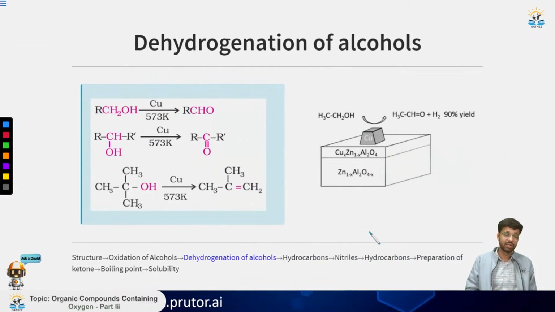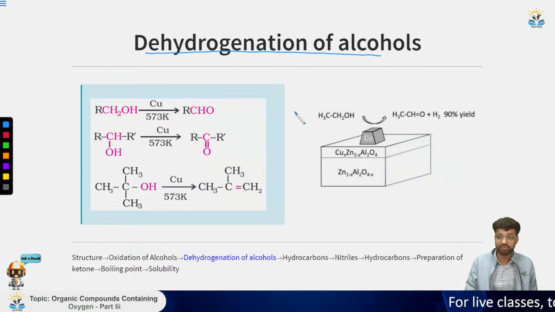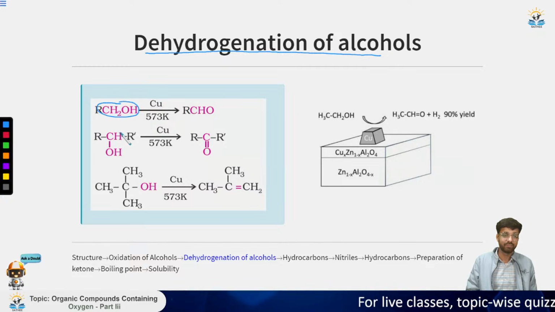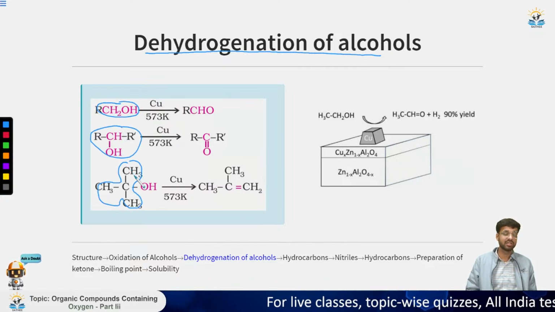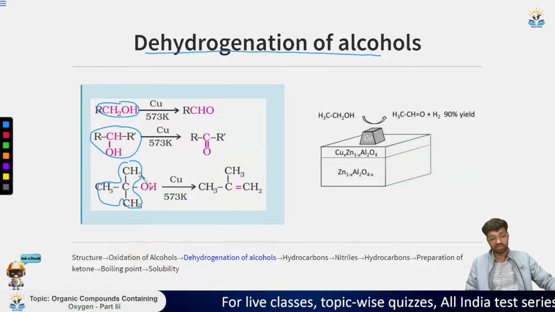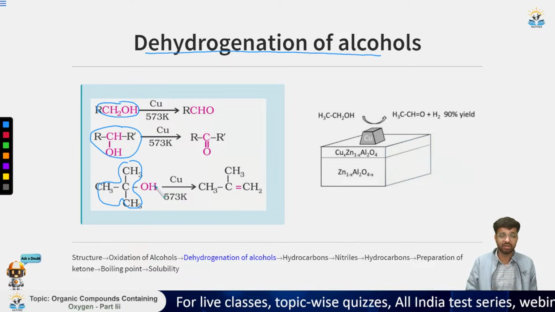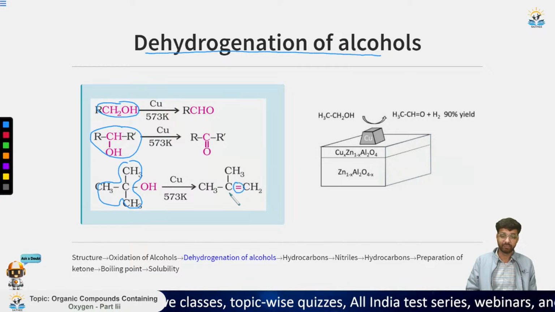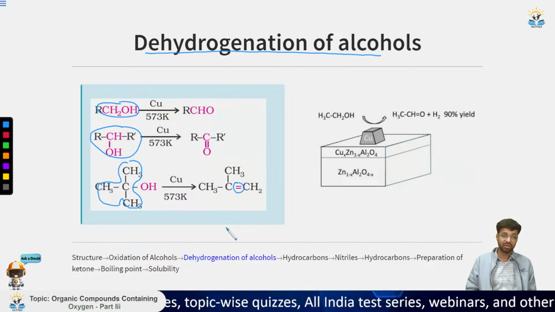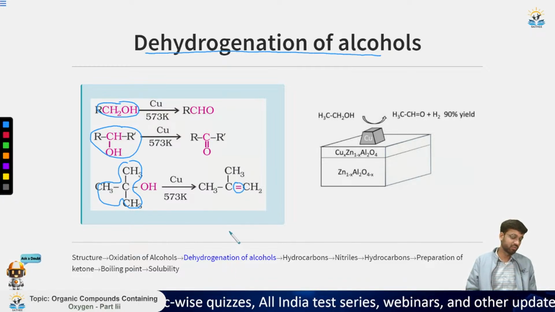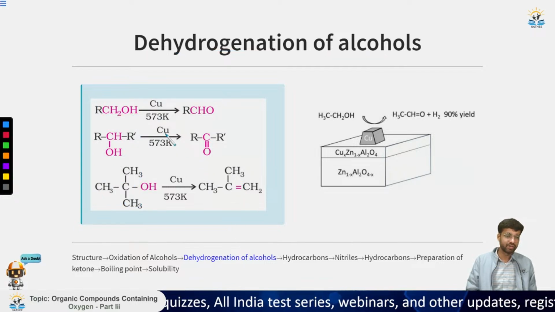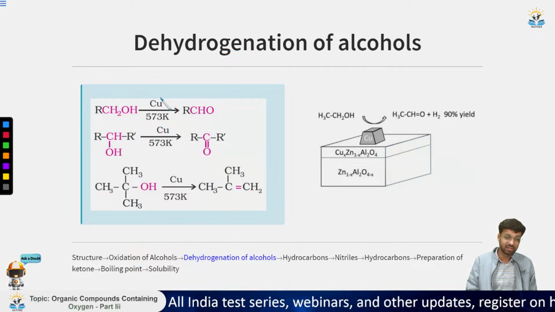Now next, let us move to another method of preparation of aldehyde and ketone. We have seen this method earlier also. It is dehydrogenation of alcohol. So we take an alcohol. This is the example of primary alcohol, an example of secondary alcohol, and this is an example of tertiary alcohol. Tertiary alcohol cannot be used for this process to convert into aldehyde because it gives alkene. It can be used only for primary and secondary alcohol to convert into aldehyde and ketone. So if we take a primary alcohol and we take the copper surface.